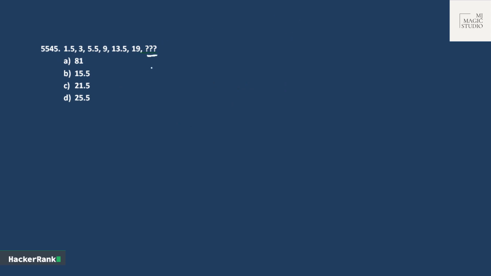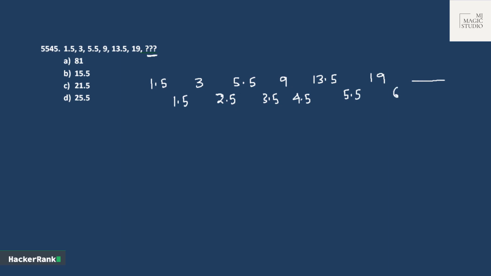We need to find the missing term. 1.5, 3, 5.5, and as I am writing, I can start feeling what's going on. Difference: 1.5, here the difference is 2.5. Now the difference is 3.5. Here is 4.5 and this is 5.5. So here the difference should be 6.5 because the difference is increasing by 1. So the missing number is 19 plus 6.5, that is 25.5. Option D is the pick.